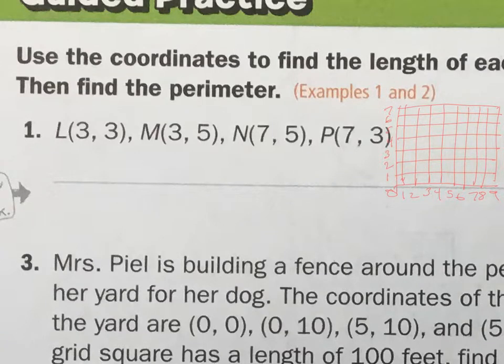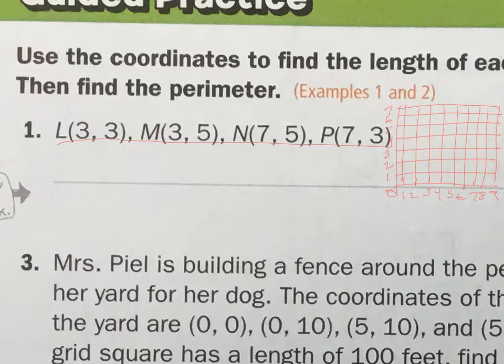Alright, this is the guided practice for 9.5, and we're going to use coordinates to find the length of each side so we can find the perimeter. Okay, the first thing I'm going to do, because I need to visualize this, I'm going to put all of these points on a grid.